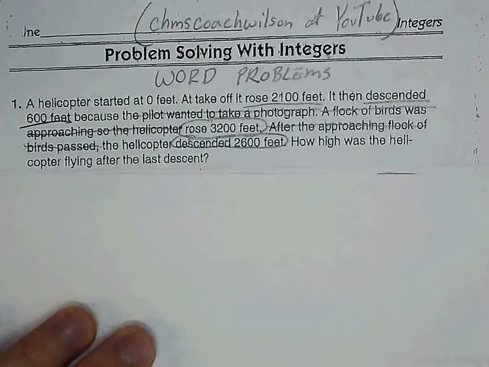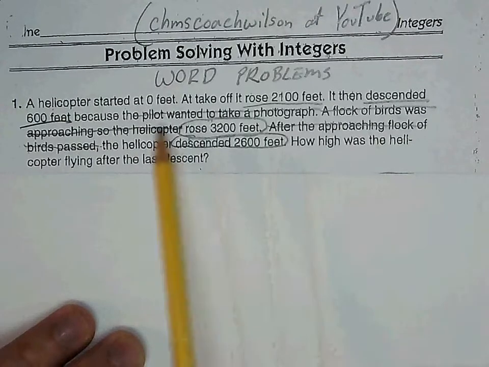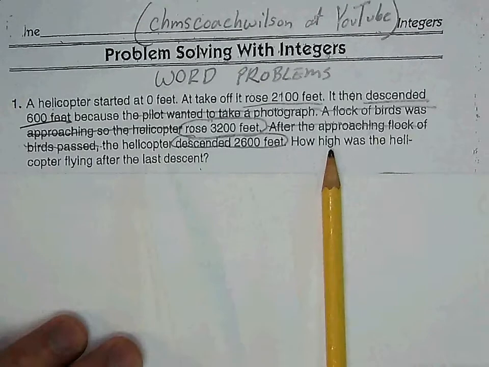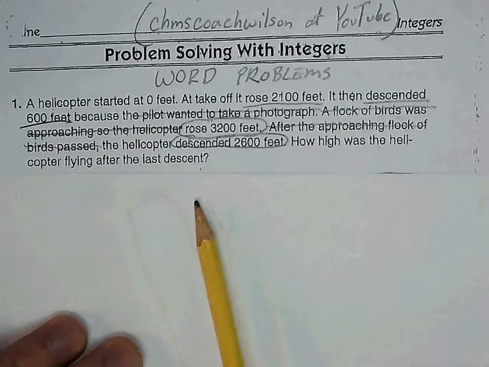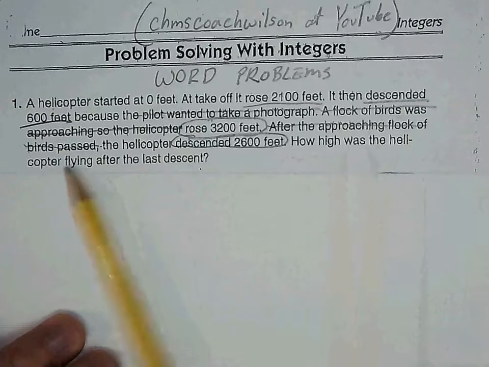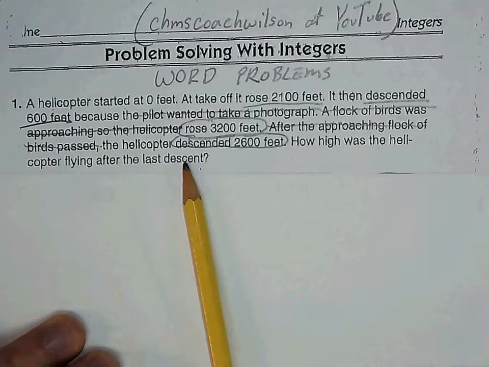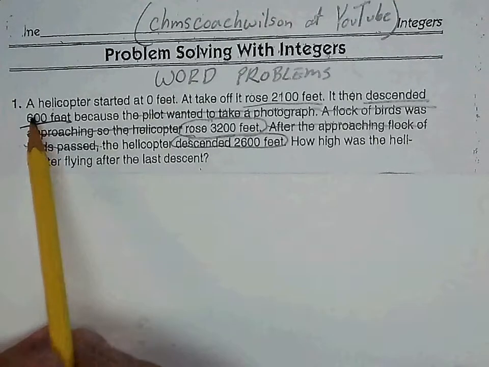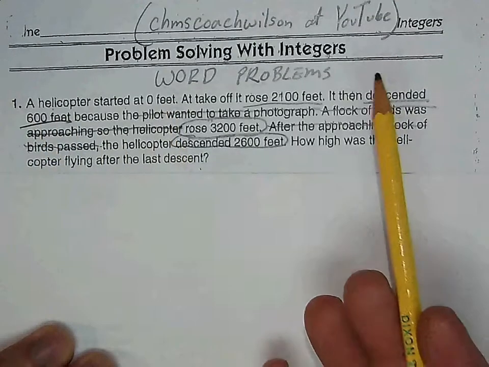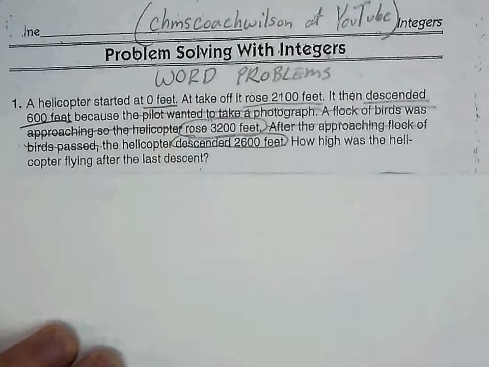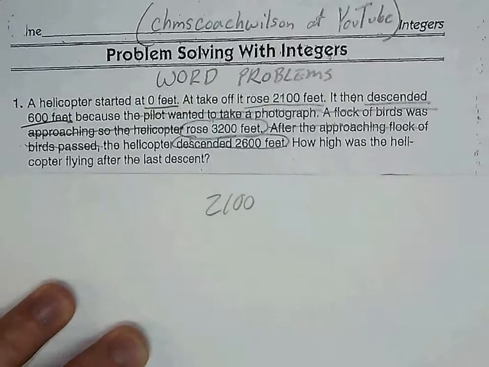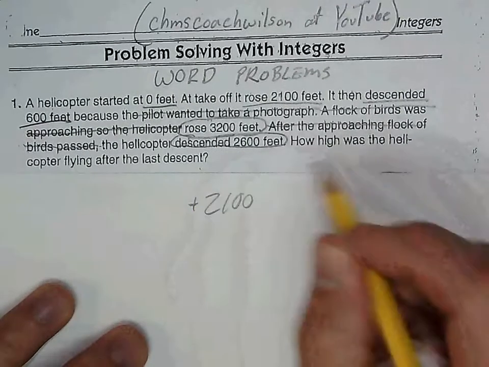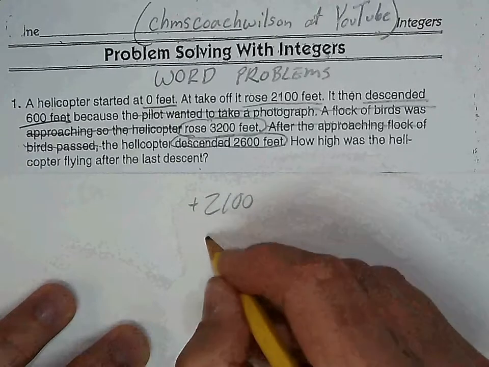So here, this is a little paragraph about a helicopter, and it's not a bad idea to get to the end to see which numbers are important, which numbers are not. So here, we want to know how high the helicopter was after its last descent, so after it went down the last time. Okay, so a helicopter started at 0 feet. Important, good to know. So we're starting with nothing. Took off and rose 2,100 feet. Okay, so if it rose, that's a positive. And then descended 600 feet, so that's a minus.